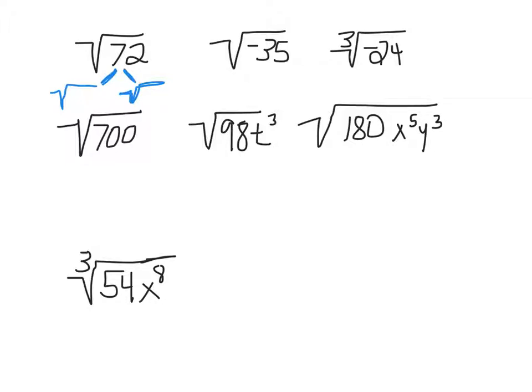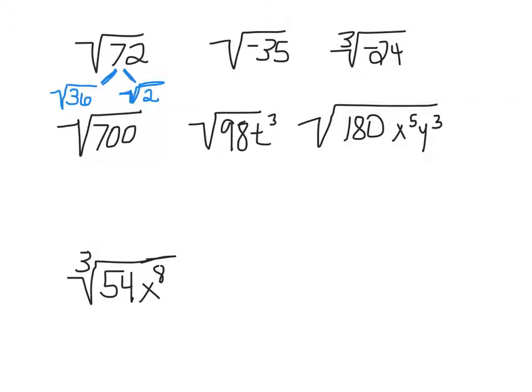So if I look in a chart of perfect squares, I notice that 36 is a perfect square. It's 6 times 6. And 36 is also a factor of 72. So what I can do is break up 72 into 36 times 2. Okay? 36 is the perfect square part of 72. It's the perfect square factor. And then 2 is just what's left over. So when I simplify this, I always take the root of the perfect part and then leave the left over part alone.